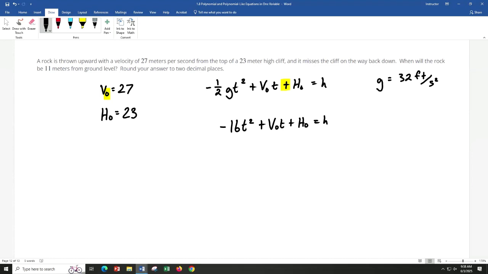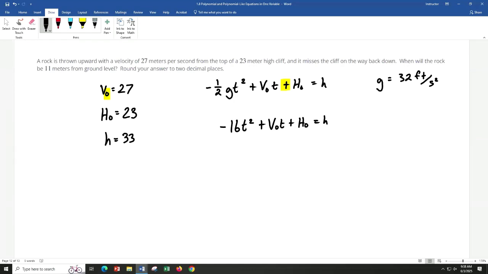And then we want to know when that rock is 11 meters from the ground. Well, if it hits the ground, how high is it off the ground? 0. We're not looking for 0, are we? We're looking for when is it 11 meters off the ground. That would be 33 feet up in the air. So all we do is go, okay, when is h equal to 33?